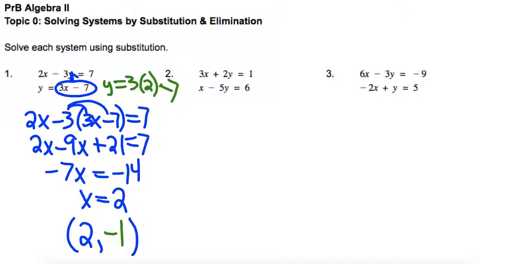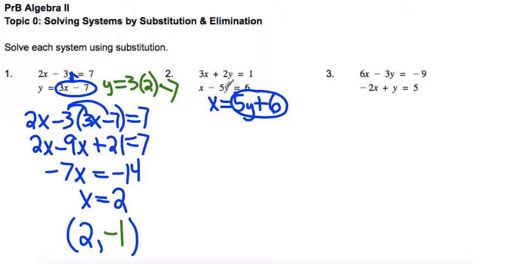All right, for the second one, it's not set up quite as nice just yet, but it's pretty easy. We want to solve one of these for one of these variables. I would solve for the second x because it's already by itself. You're not going to have to worry about dividing by anything. So the first thing I'm going to do is add this 5y to both sides. So I get x equals 5y plus 6.